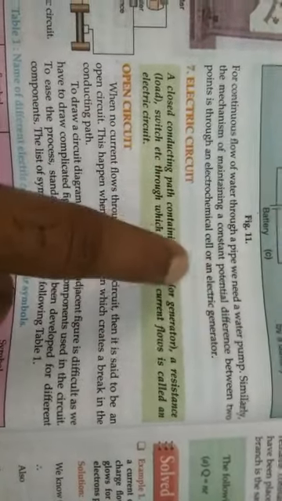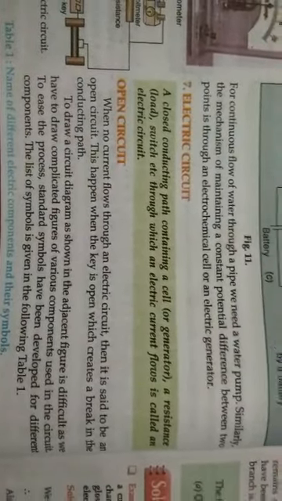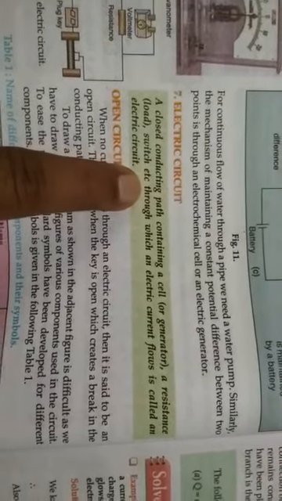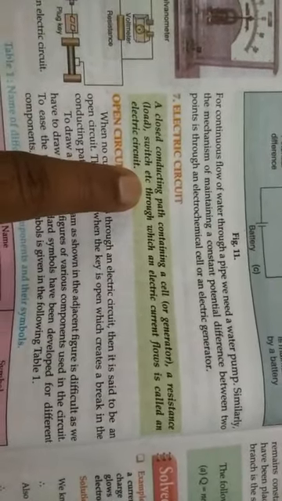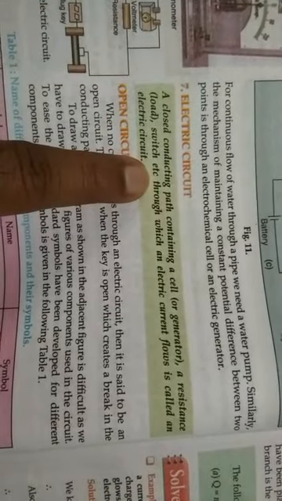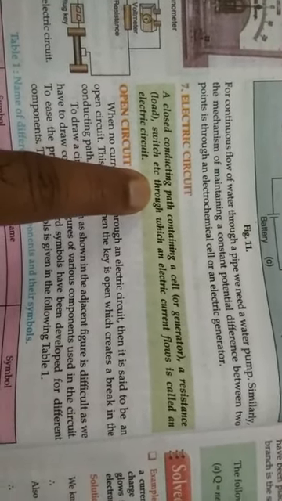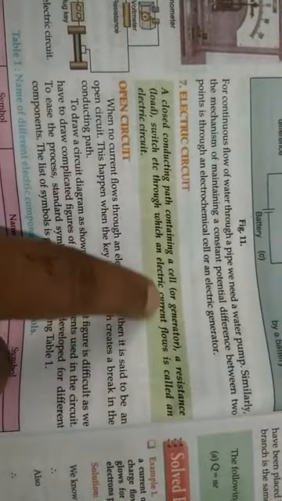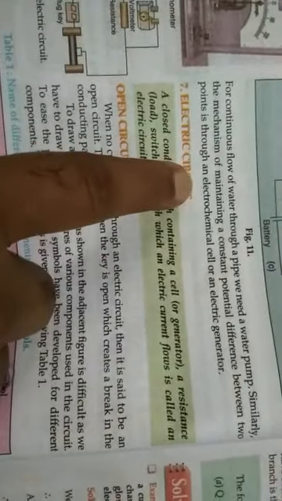What are these three combinations? Cell, resistor, plug key. You can take so many components also, just like I explained some important components now. If you add them also, the path through which electric current flows, that conducting path is known as an electric circuit.